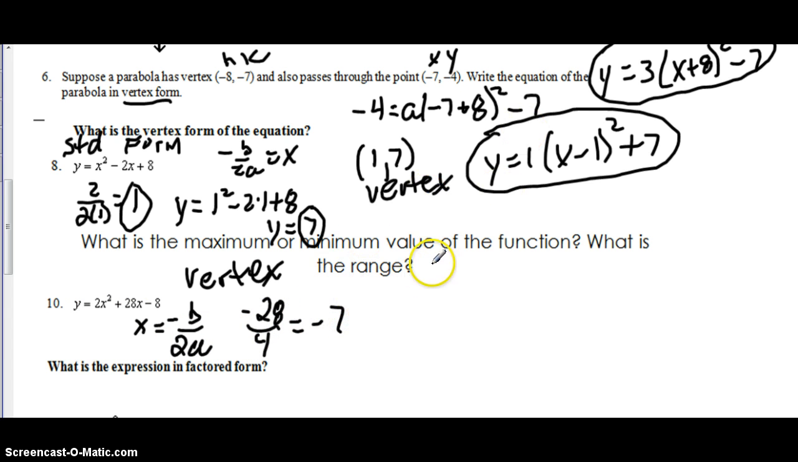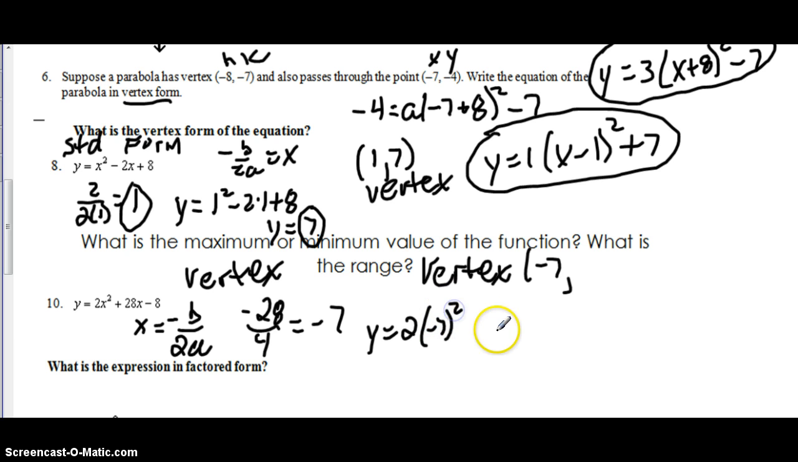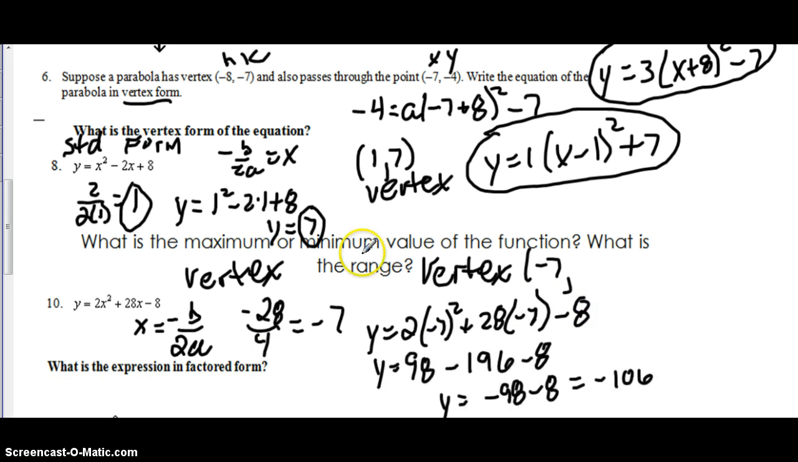So we've already got the vertex x value. Now we need to find the y value by plugging this in. So we're going to have y equals 2 times negative 7 squared plus 28 times negative 7 minus 8. And through the magic of technology, we have the solution right here. Y is going to equal negative 106.